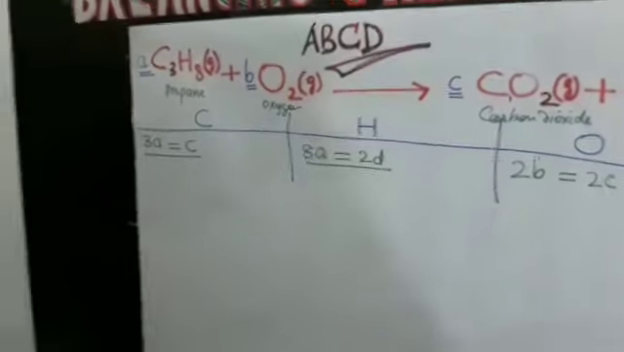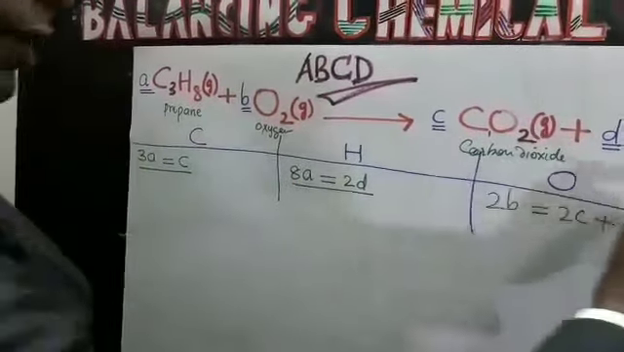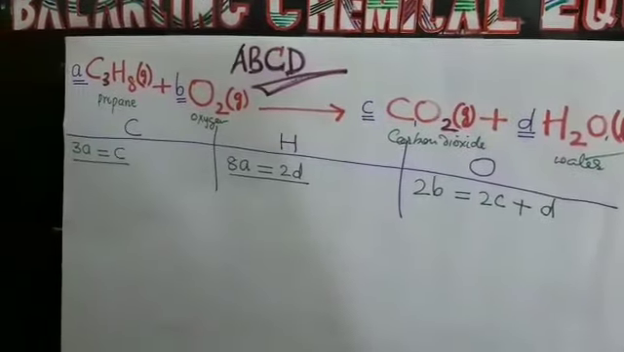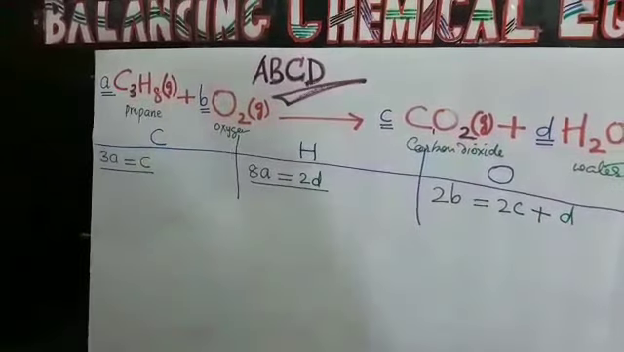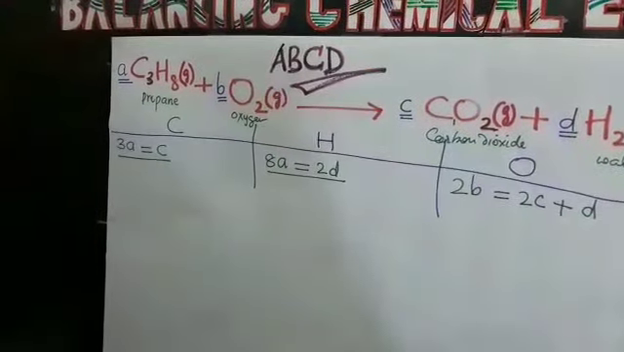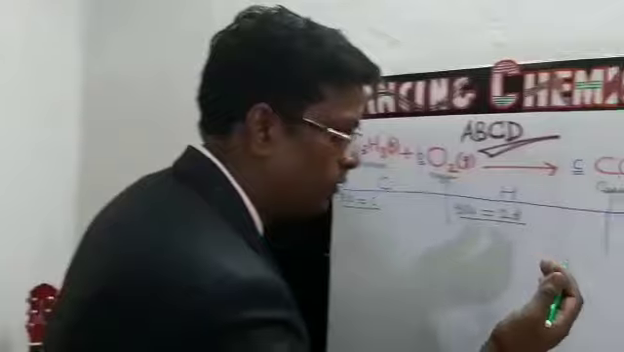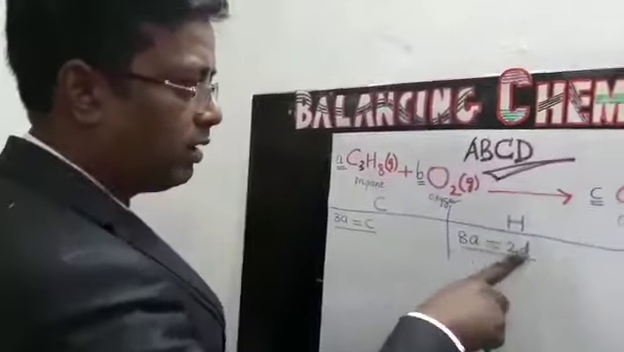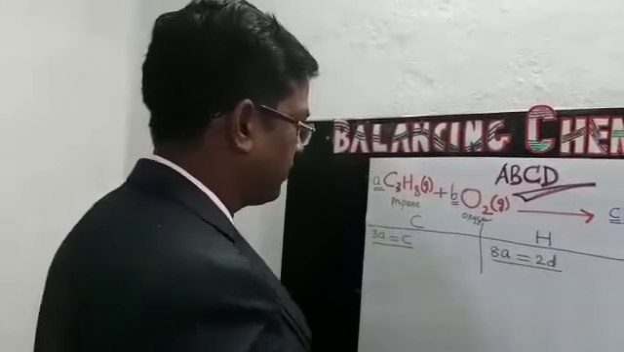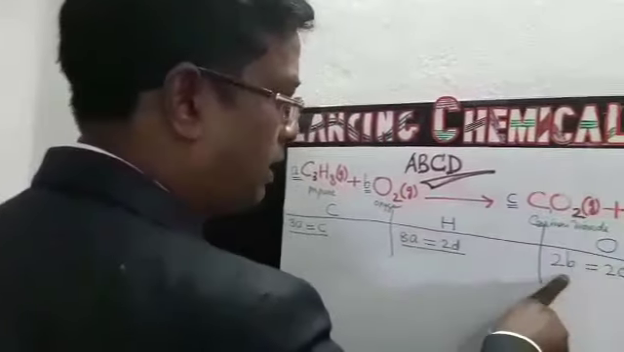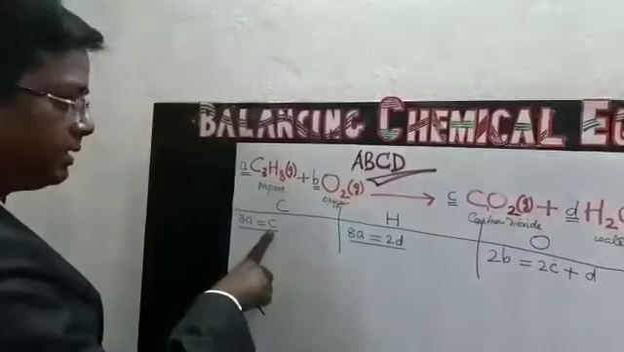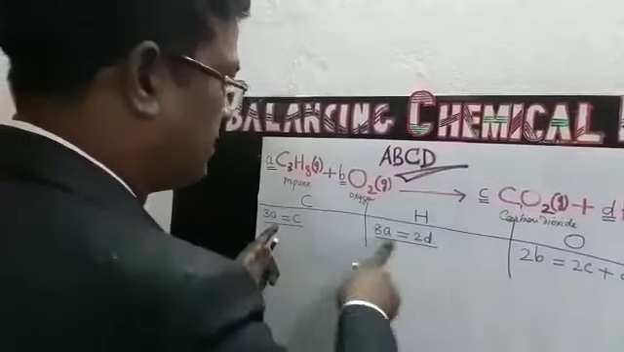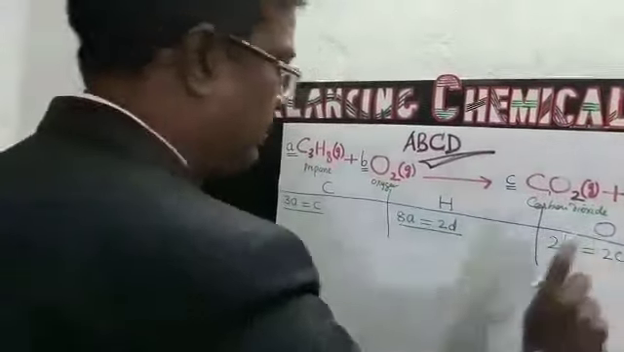Now we will go through each of them. We'll find the variables A, B, C, D. There are 4 variables we have used: small a, small b, small c, small d. Now we'll check which variables are present in most of the equations. A is present in 2 places, B is present only here, C is present 2 times, and D is also present 2 times.